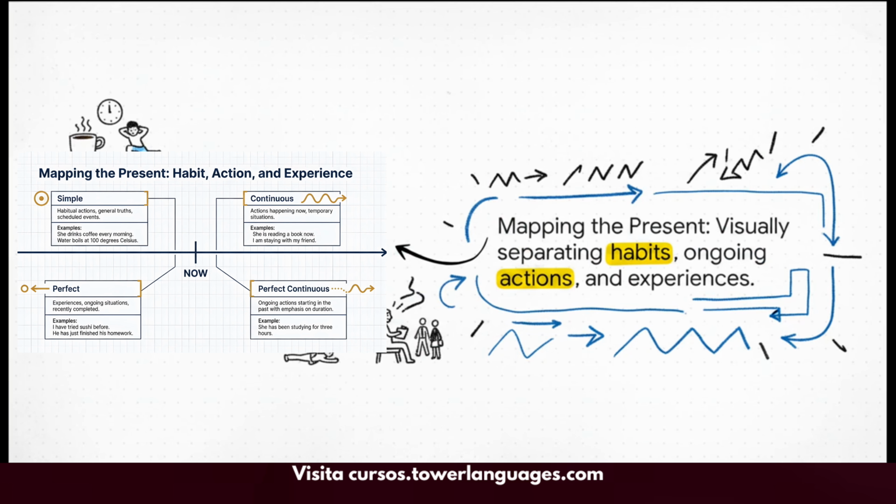And this is exactly why visuals are your best friend in the classroom. They are just so powerful for telling apart concepts that always trip students up. I mean, look at this timeline. It helps a student actually see the difference between a habit, something you do every day like she drinks coffee, that's present simple, and an action that's happening right this second. She is reading a book, present continuous. That visual distinction is everything.